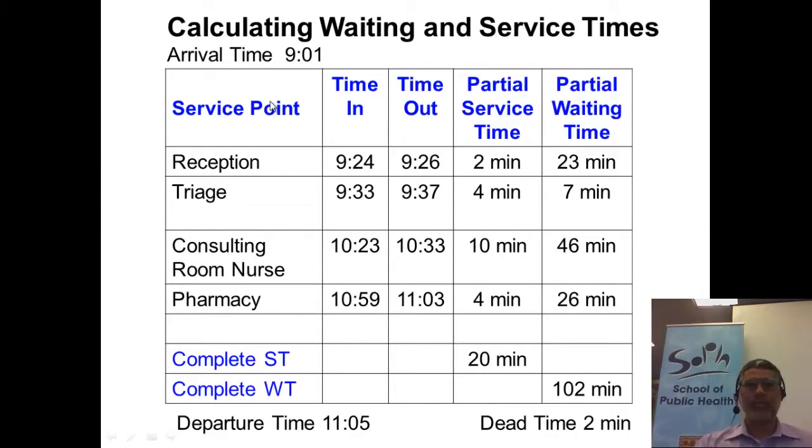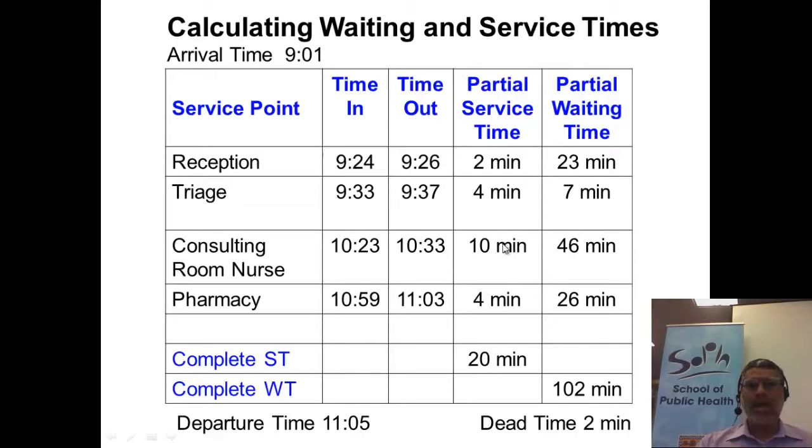So, putting it together, the patient arrived at 9:01 and departed at 11:05. He first went to reception. Here's his time in and his time out, from which we can calculate the service time, and taking the time in and comparing it to the time they arrived, we can get the waiting time. And similar for all the other service points which the patient attended.